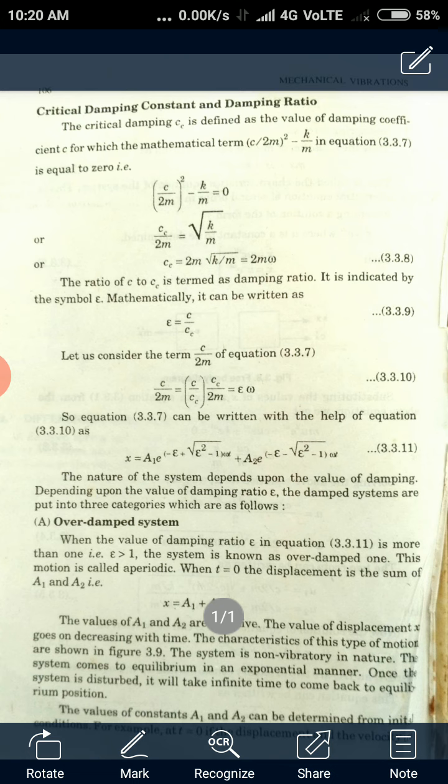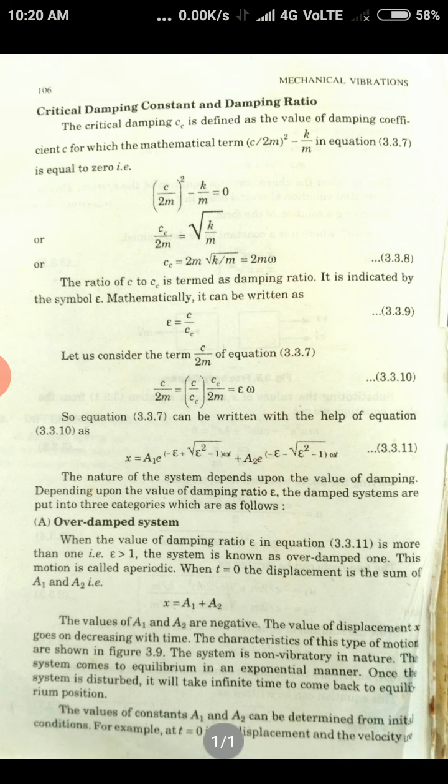So you can write that term equal to 0: (C/2m)² − k/m = 0. Hence, equating to 0, this C becomes Cc. Cc/2m, remove the square, you write the square root of k/m. So Cc equals 2m times the square root of k/m. The square root of k/m is what? It is omega, or omega n, the natural circular frequency. That is equation 3.3.8.